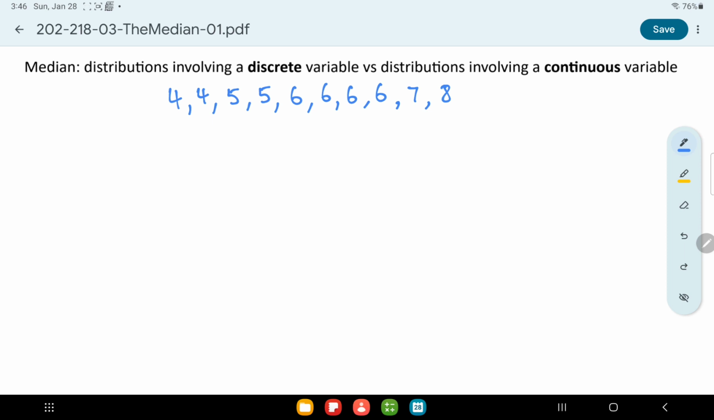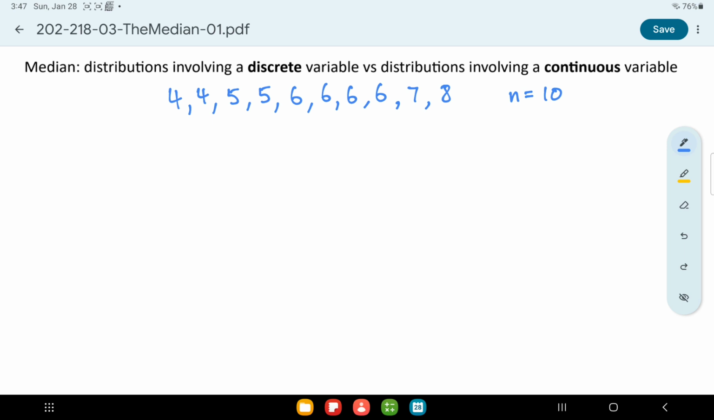Okay. Now, how many numbers are there? We've got 10 numbers. N equals 10. 4, 4, 5, 5, 6, 6, 6, 6, 7, and 8. All right. Well, to the question, what is the median?